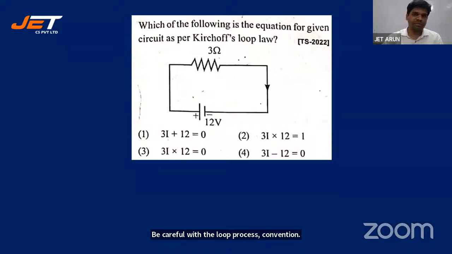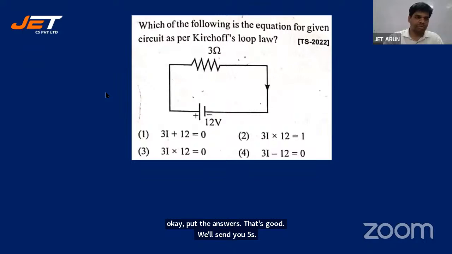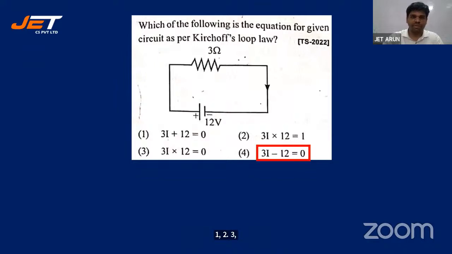Okay, I'm getting mixed response here, 1 and 4. You're getting confused between 1 and 4, right? So let's sort this problem properly. Okay, put the answers. Good. We'll still give you 5 seconds. After that, I'll release the key. 1, 2, 3, 4, and 5. This is absolutely right. 4 is absolutely right, students. Let's see how.